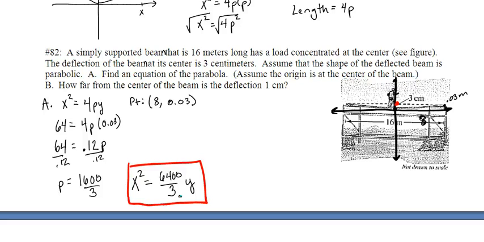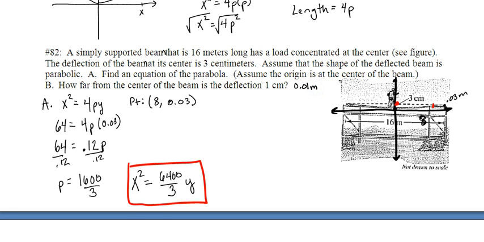For b, how far from the center of the beam is the deflection 1 centimeter? This is a little bit deceiving or tricky, because if your deflection is 1 centimeter, that would be way over here, way over on either side, but it would only be 1 centimeter going down. So right here, it's 3 centimeters; whatever here, it would be 2. I want that deflection to be only 1 centimeter. Remember, we have to convert to meters, so 1 centimeter in terms of meters would give us 0.01 meters.